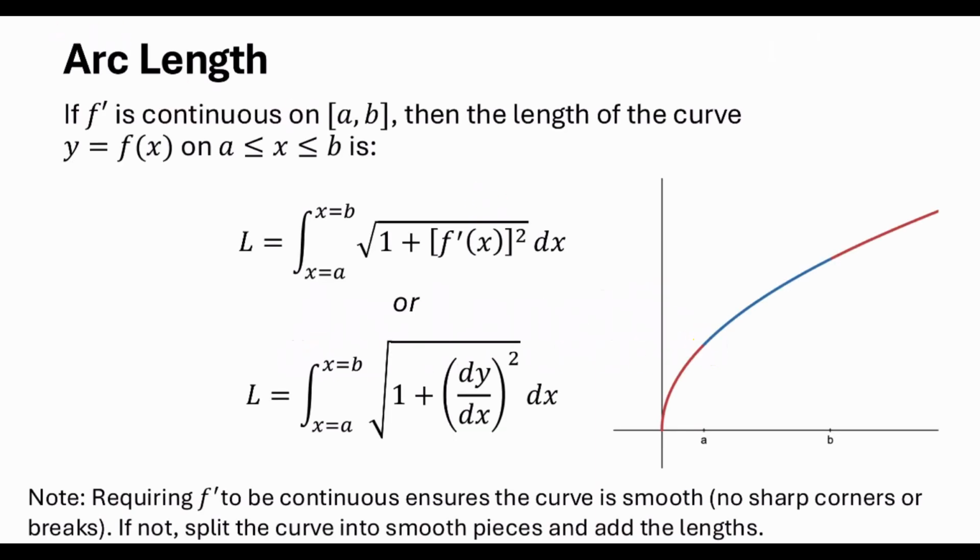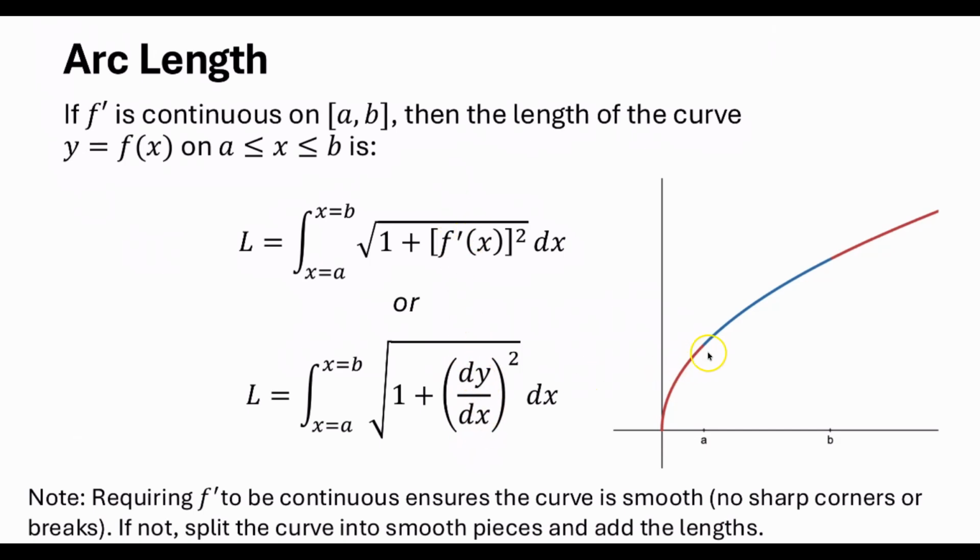Arc length. Let's jump into the formula for finding arc length. If f prime is continuous on the closed interval from a to b, then the length of the curve y equals f of x on the x interval from a to b is given by the integral from a to b of the square root of 1 plus the quantity f prime of x squared dx. Or we can replace the prime notation with dy dx.